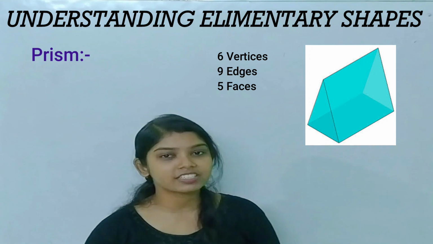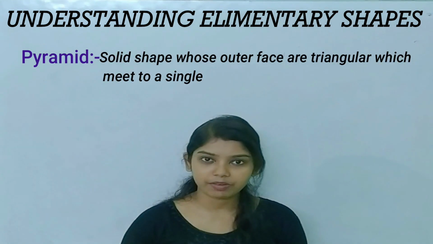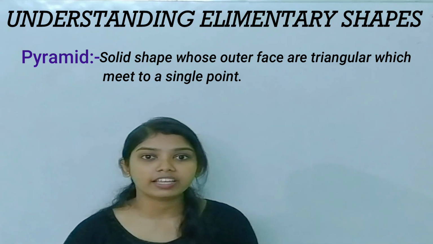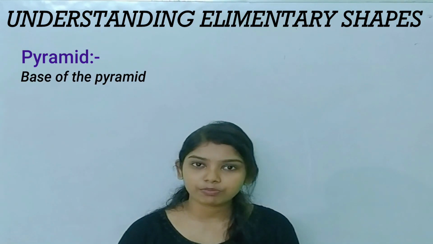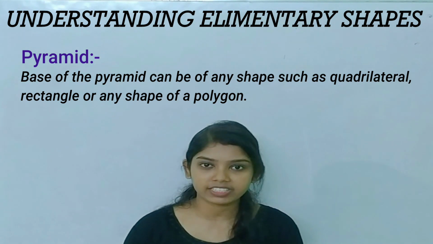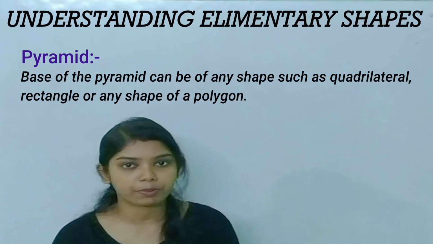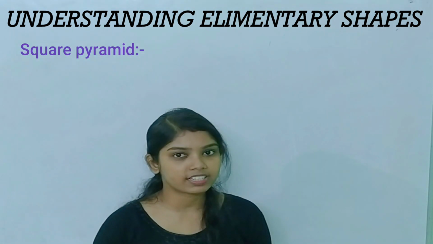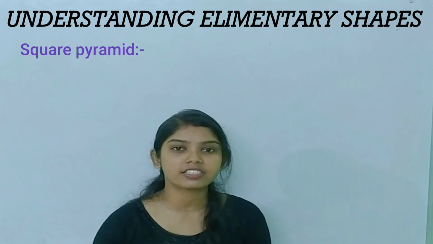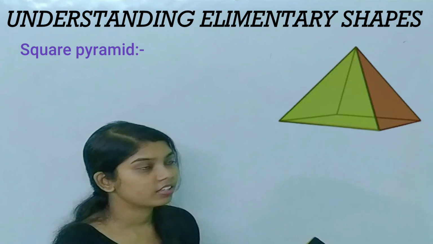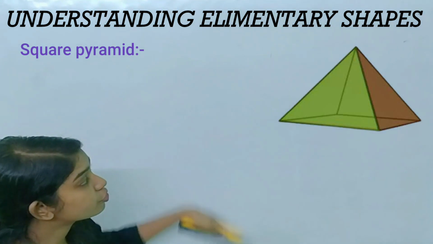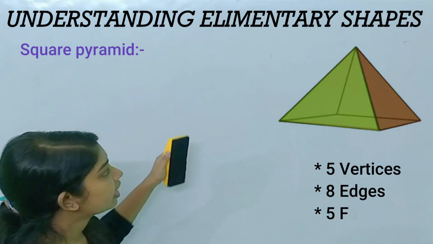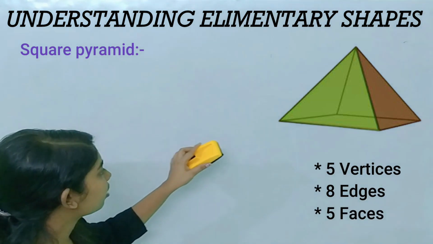The next topic is pyramid. It is a solid shape in which the outer surface are triangular which meet to a single point. The base of the pyramid may be of different size such as quadrilateral or maybe a rectangle or any shape of a polygon. Okay? Now we will discuss the basic pyramid, that is the square pyramid. Okay? As you can see, there is a picture of square pyramid. It consists of 5 vertices and 8 edges and 5 faces.